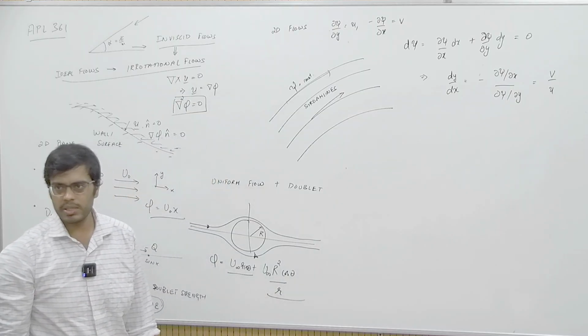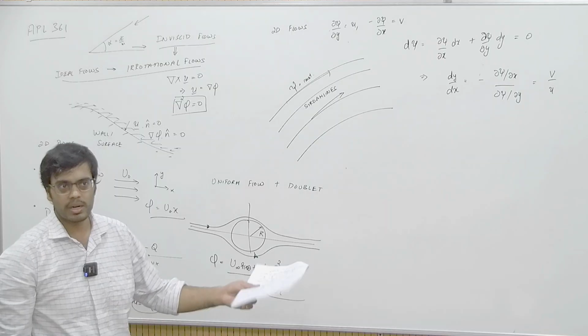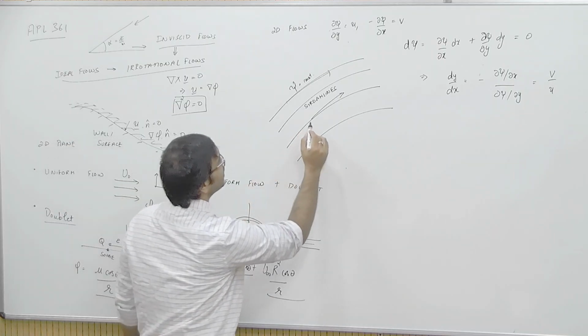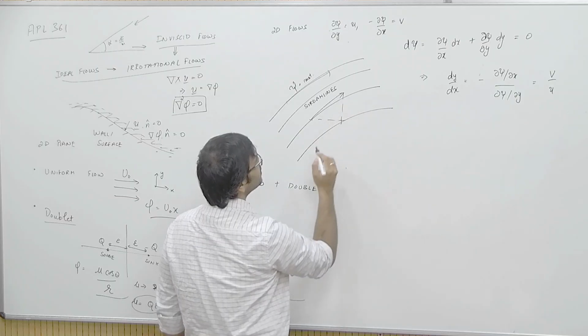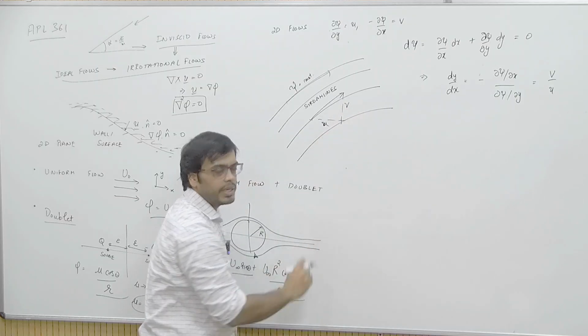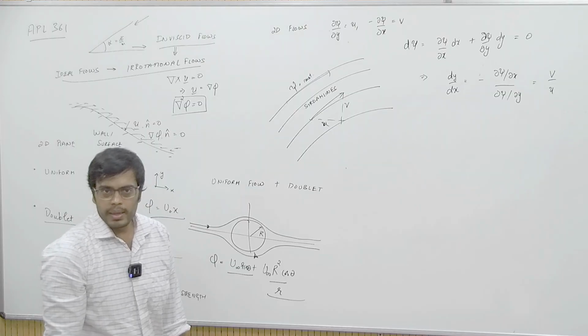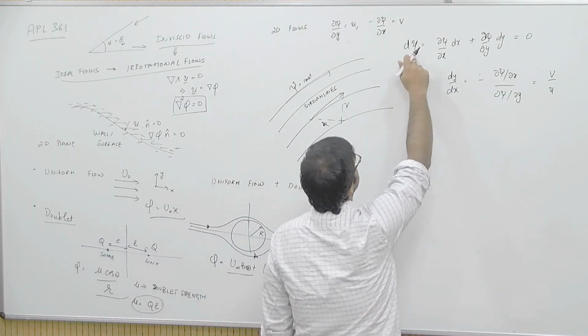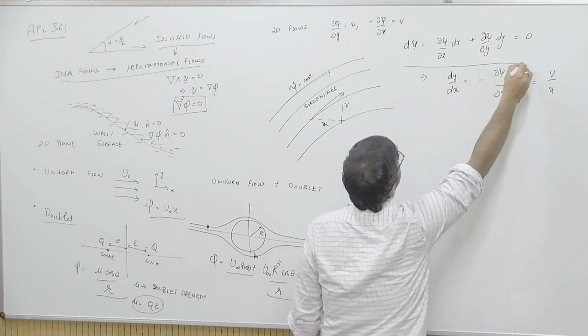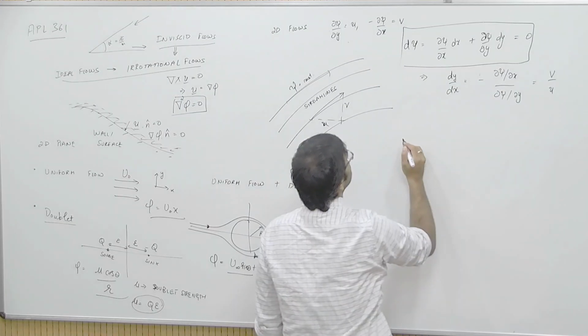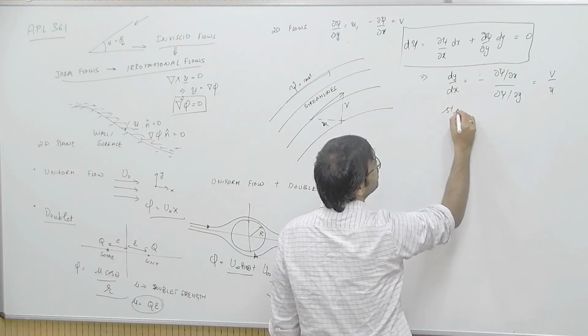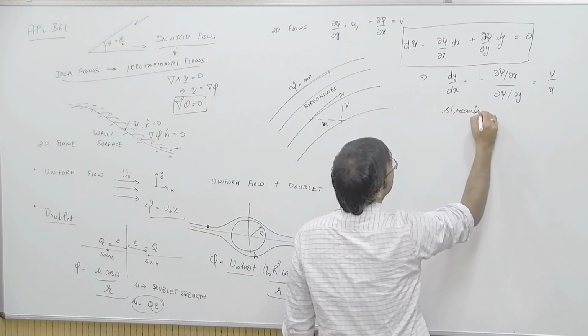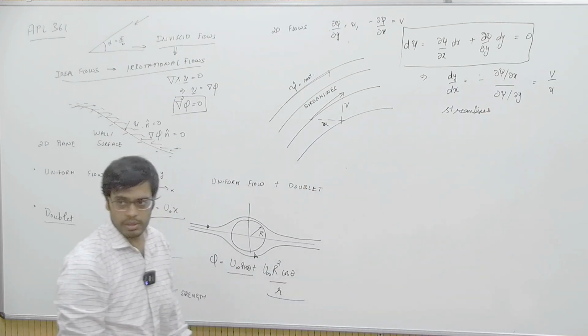dy by dx is v by u. So, these are curves which have a tangent that is oriented along the velocity vector. This will be v, this will be u, right? So, the curves on which d psi is 0 are actually the streamlines. This was the definition of streamlines, remember: curves which are always tangential to the velocity vector.